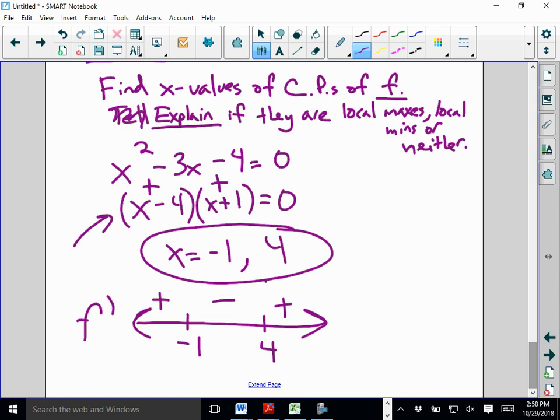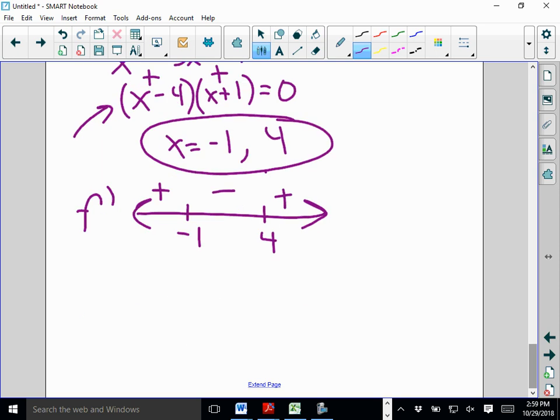So these f prime number lines are very helpful, right? I would have done this if I needed to figure out where f is increasing. The answer to that question would be from negative infinity to negative 1, union 4 to infinity. Or if they asked me where f is decreasing, I'd say from negative 1 to 4, because that's what the signs of f prime are telling me. But my question is, this x equals negative 1. I want to know, is it a local min, a local max, or neither?